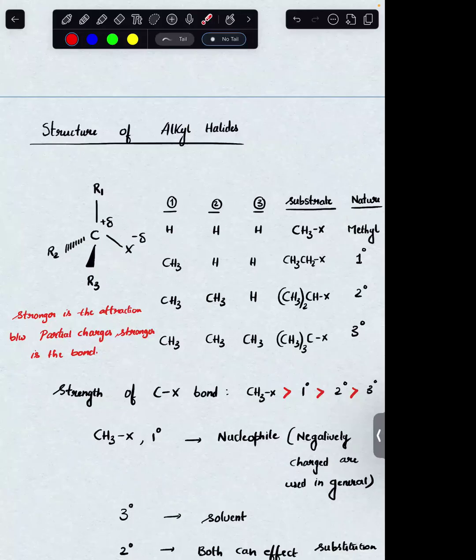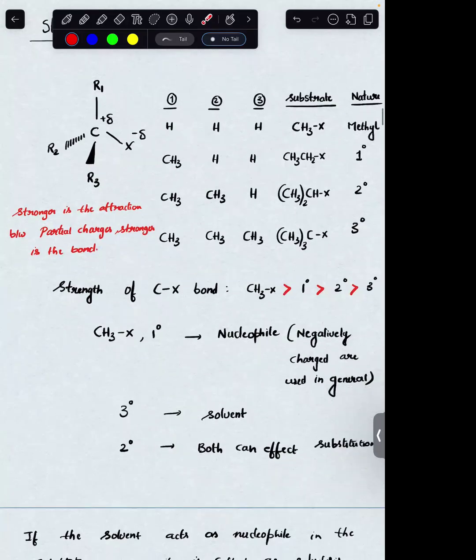Agreed. Okay, so a methyl C–X bond is stronger when compared to a 1 degree C–X bond, when compared to a 2 degree C–X bond, when compared to a 3 degree C–X bond. The strength of the C–X bond is methyl greater than 1 degree greater than 2 degree greater than 3 degree.